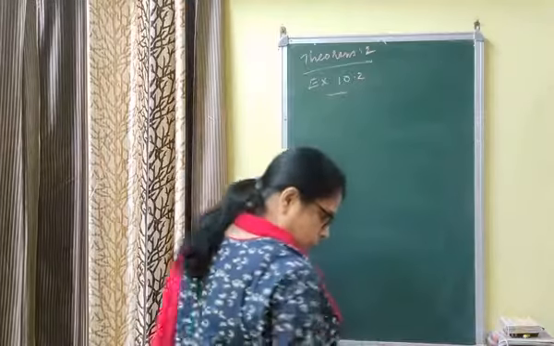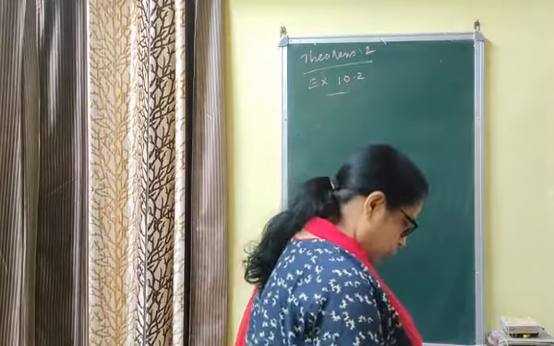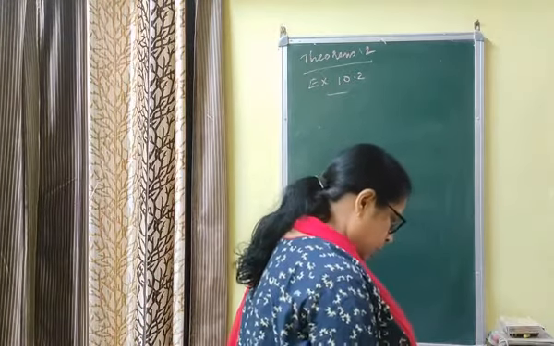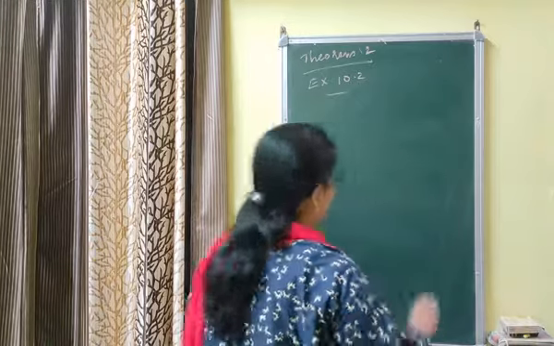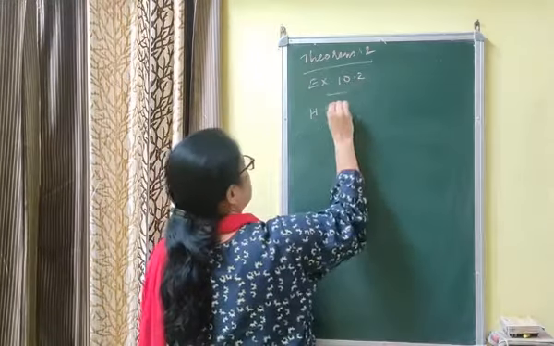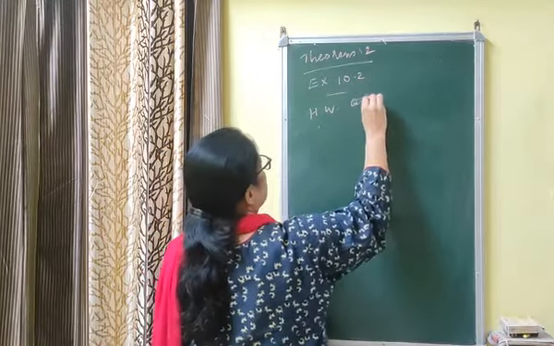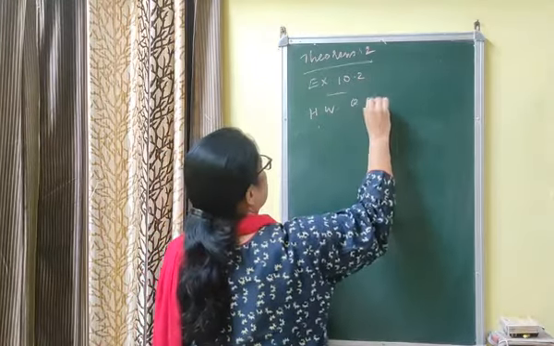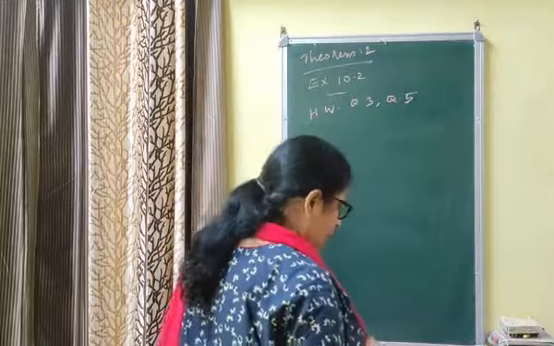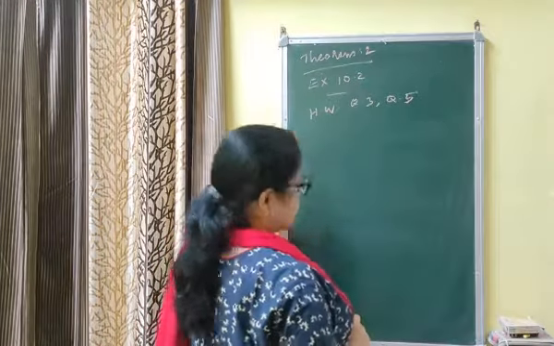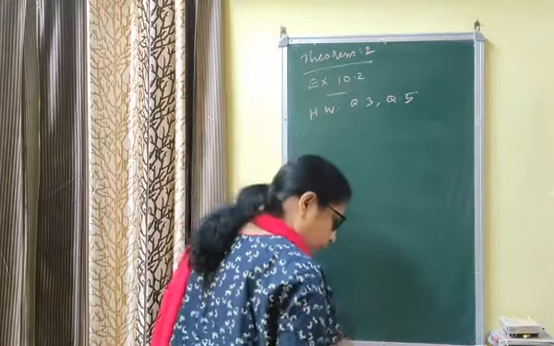Now question 3 you will do by yourself as homework. Now questions 3 and 4 are homework. Note it down. Question number 3, question number 4 of exercise 10.2. Now question numbers 3 and 5 you have to do as homework. Question number 4 I am doing. Questions 3 and 5 of exercise 10.2 are homework. Question number 4 I am reading.